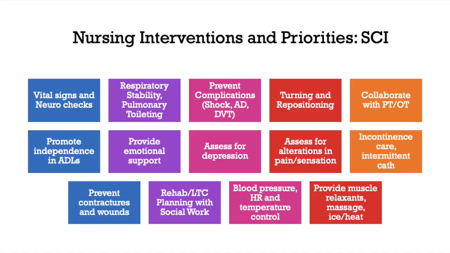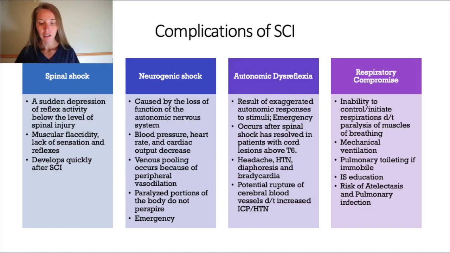Again, our nursing interventions, just like with the traumatic brain injury, are going to be vital signs and neurochecks, our ABCs. We want to prevent complications, which we'll talk about, and we want to prevent contractures and wounds. So our complications of spinal cord injury: we have spinal shock, neurogenic shock, autonomic dysreflexia, and then, like we said before, respiratory compromise.